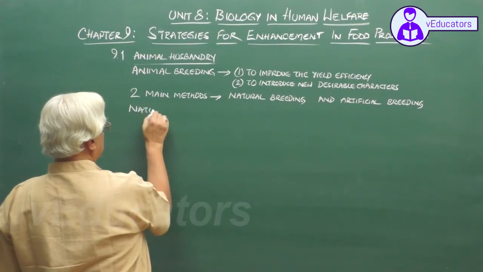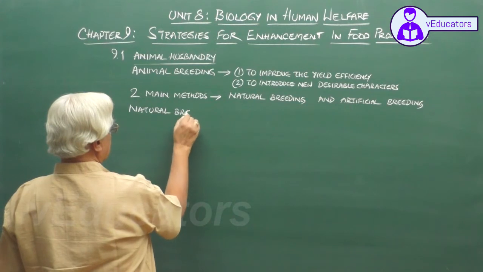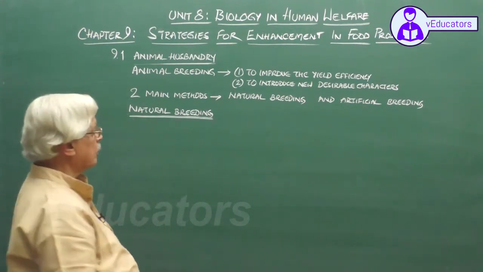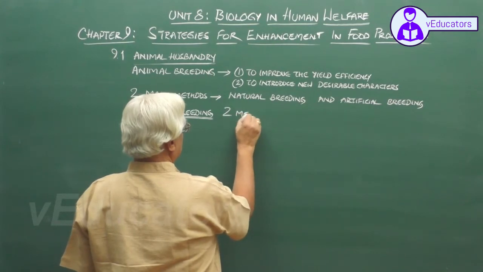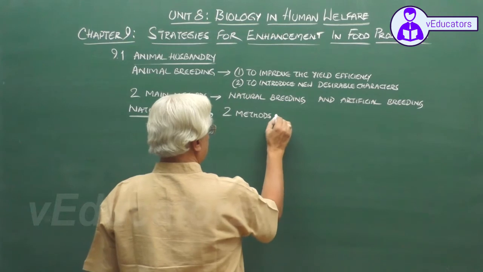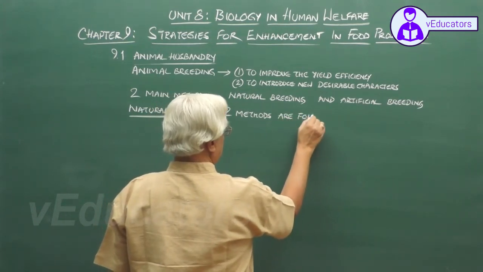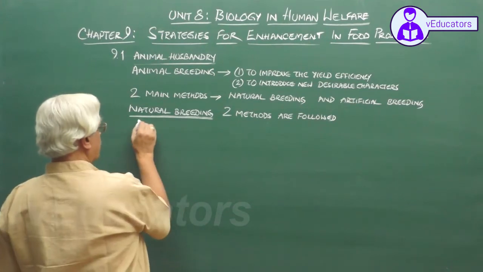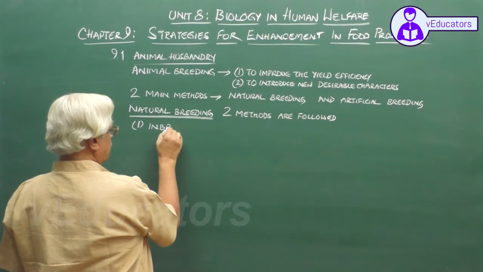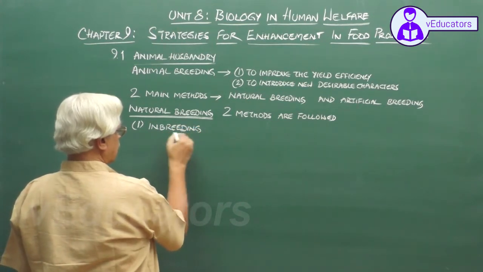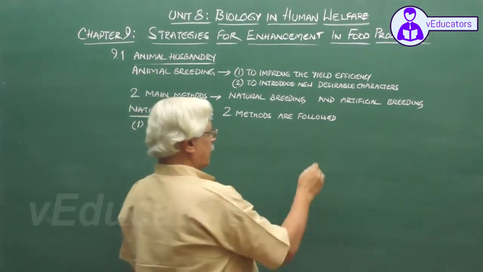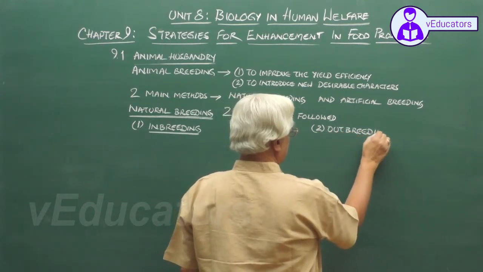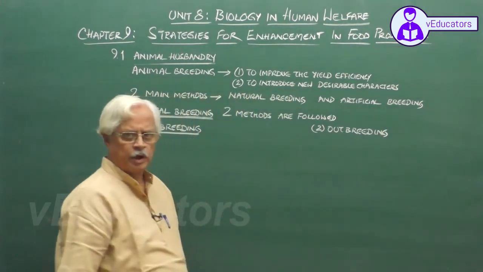In natural breeding, generally two methods are followed. One is inbreeding, and the other outbreeding. Inbreeding and outbreeding.